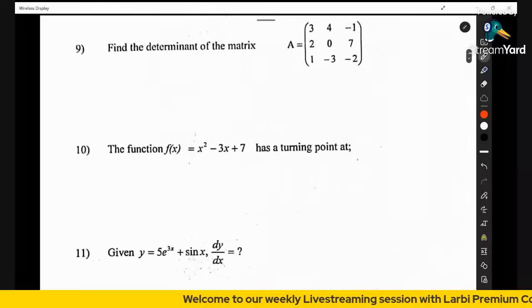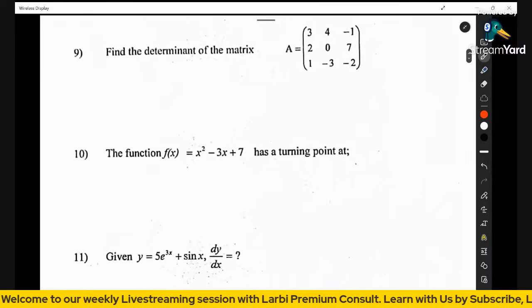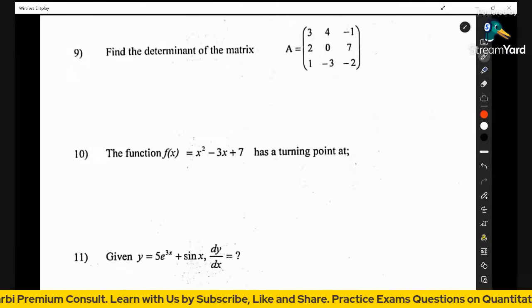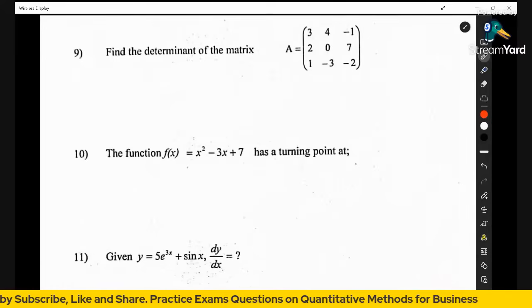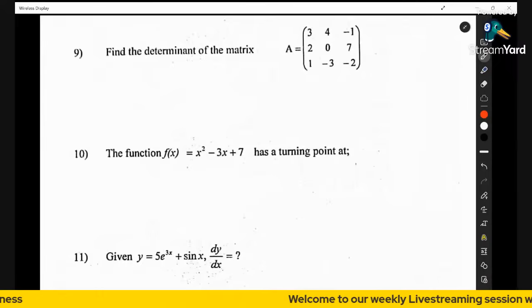Then question number 9, find the determinant of the matrix. So here we have to find the determinant of this matrix. This is actually a 3 by 3 matrix. When we get to some of the questions, I'll use a calculator to practice so that you get to understand. In any case, if you have any exams, you can use a calculator to work it well so that you are good to go. But once you get the concept right, it becomes so simple.